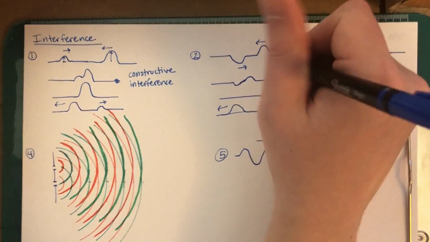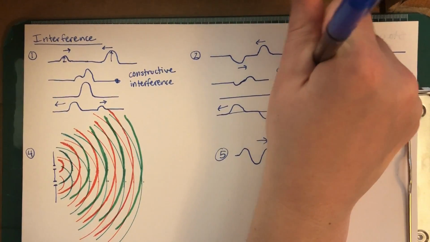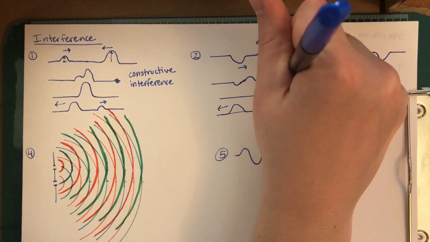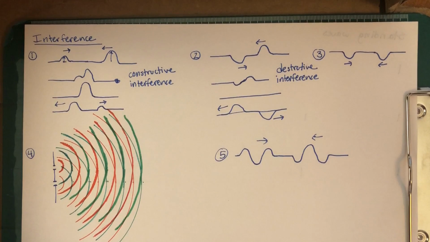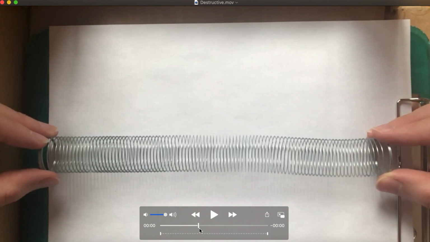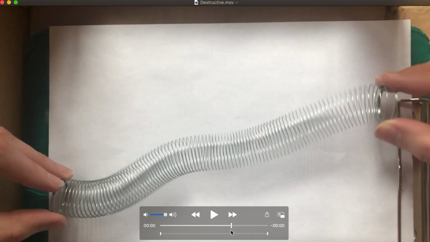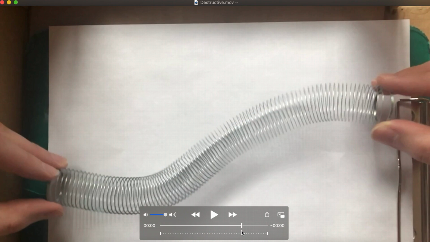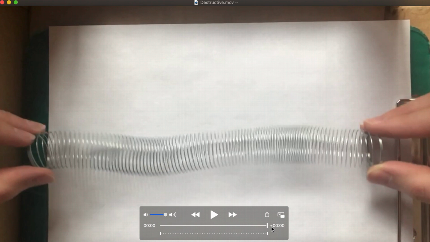Cool. So we call this destructive interference. So as I move, I'm making two different direction pulses from the two ends of the slinky. On the left side, it's going down. On the right side, it's going up. And then as those two pulses meet each other, they flatten out. This was super quick, so I had to really slow it down a lot.